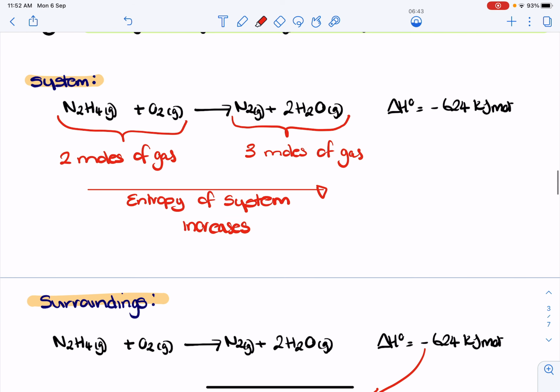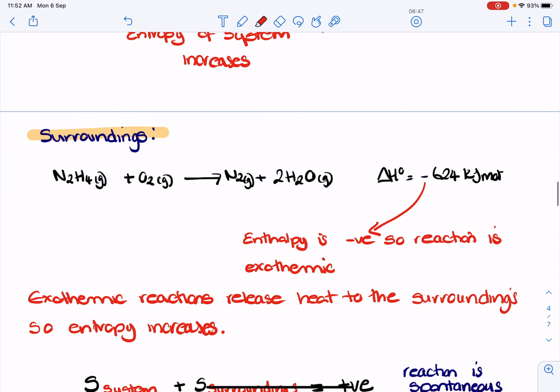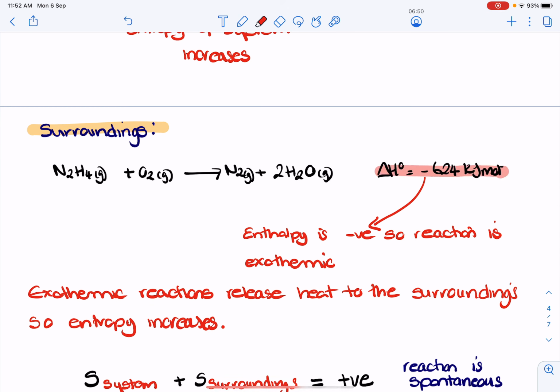When we're looking at the surroundings, what we're looking at here is the entropy change. Now, the entropy change here is a negative change. So that means that the reaction is exothermic. So we're looking at what's happening to the surroundings. Remember, exothermic reactions release heat energy to the surroundings. So the air particles in the surroundings are going to gain that energy. They're going to be moving faster, more randomly. So the surroundings are going to have an increase in entropy.